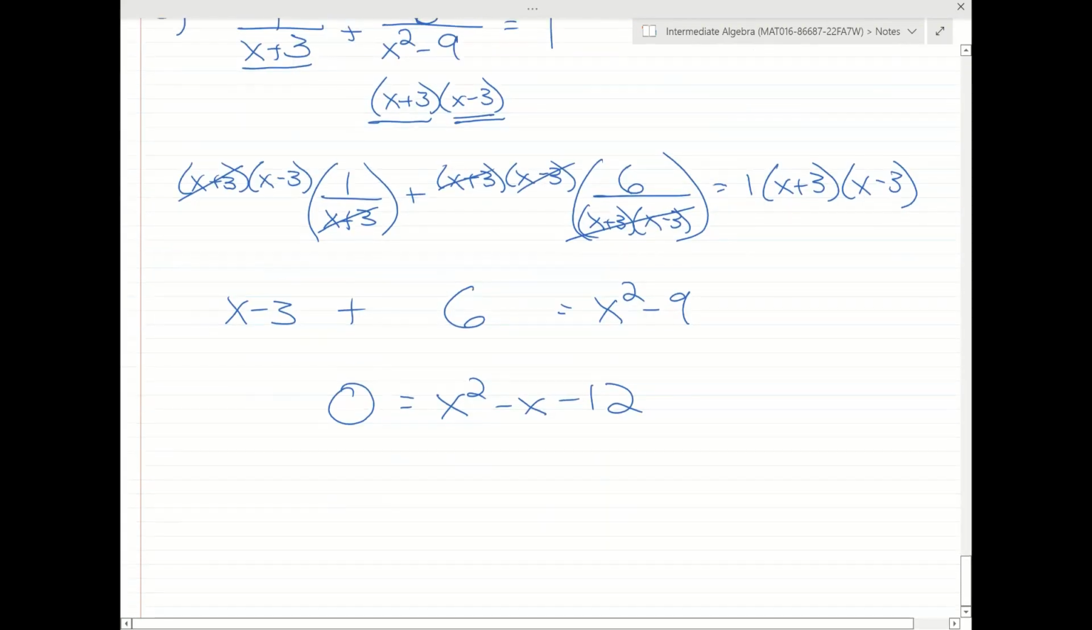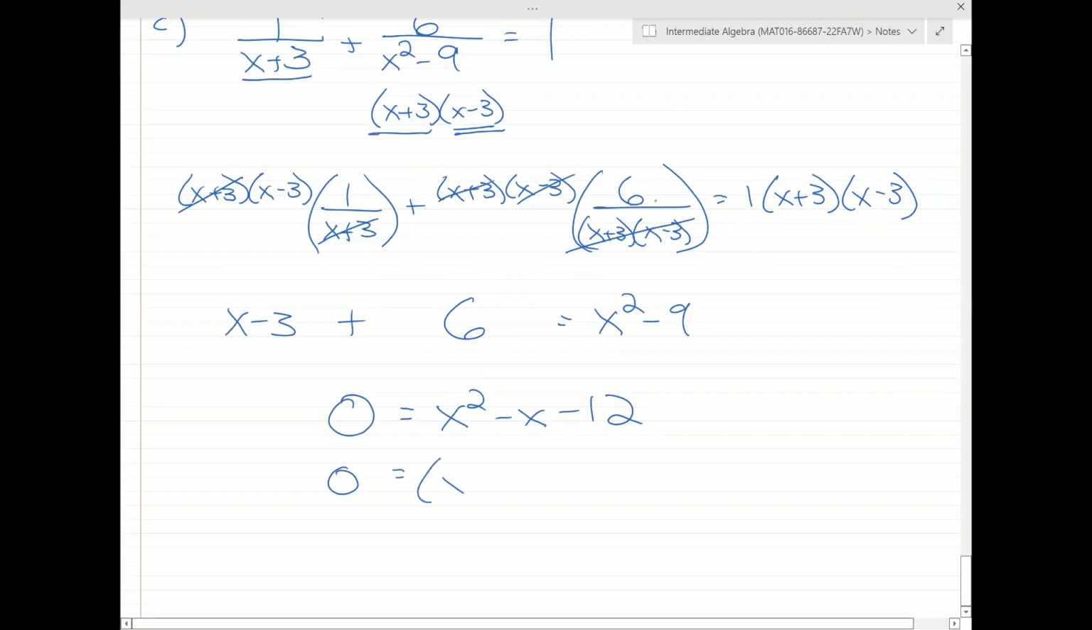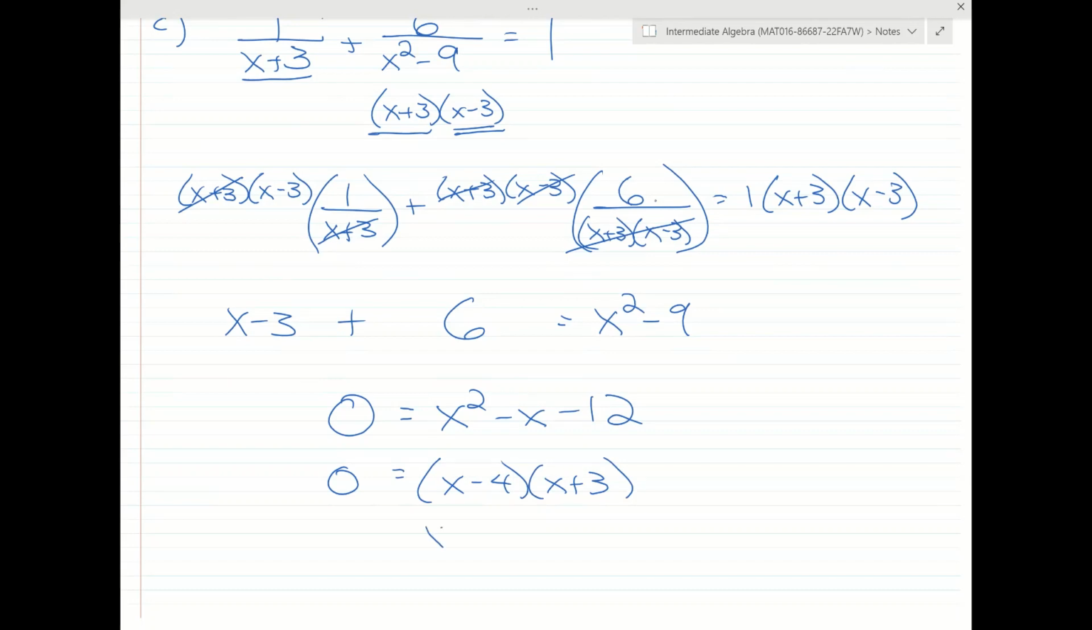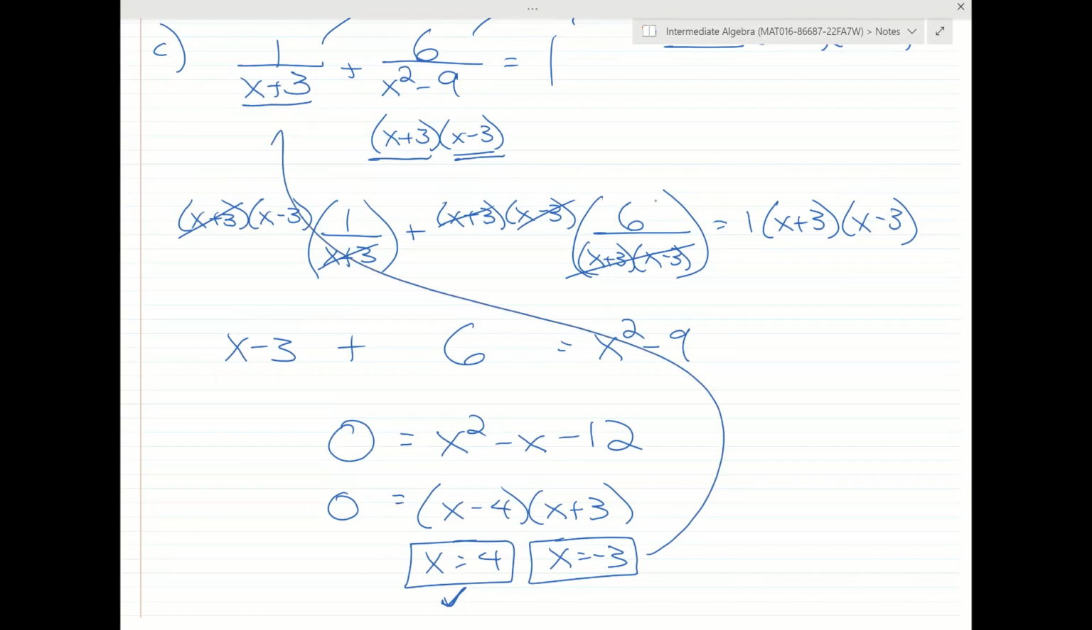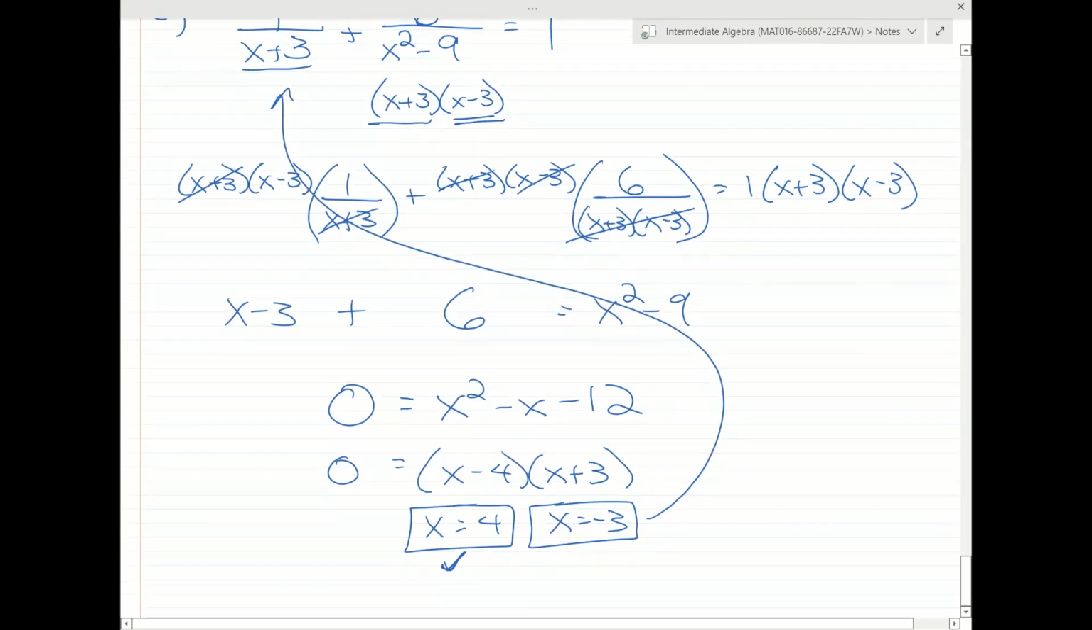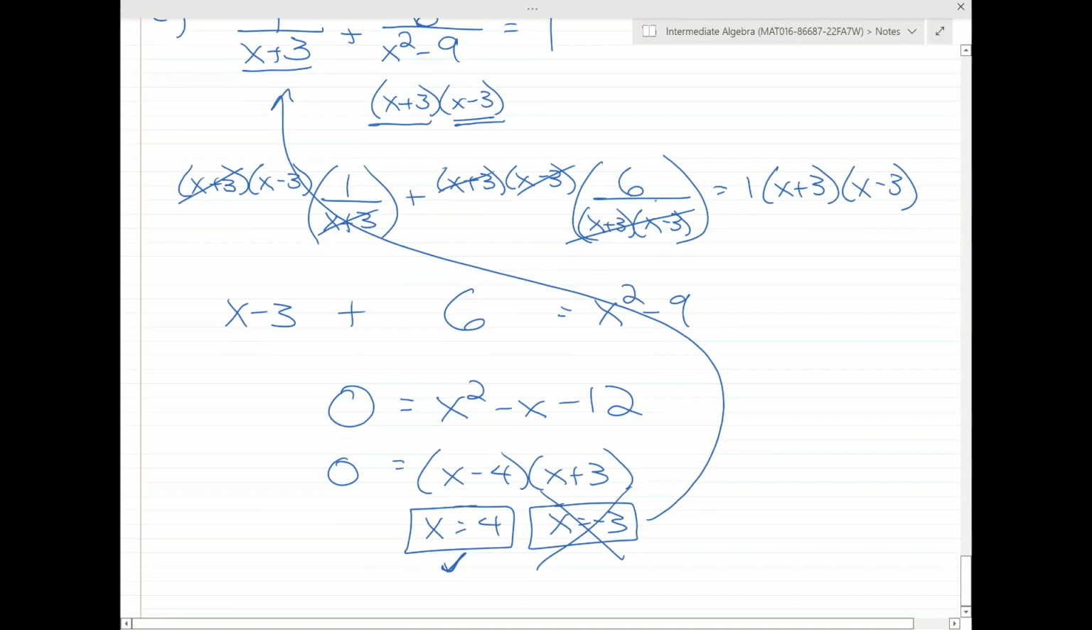And then we just want to factor to finish. This will just be x minus 4 times x plus 3, giving us 4 and negative 3. Problem with this, I mean, 4 is fine, but negative 3, if we plug it in, it'll make the denominator 0. So when you go to do your homework, you want to make sure that you don't include that in the answer, otherwise they'll mark you wrong.